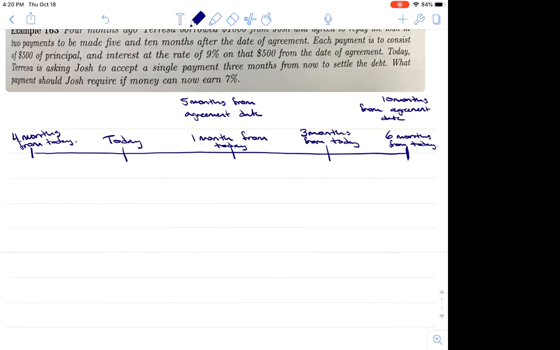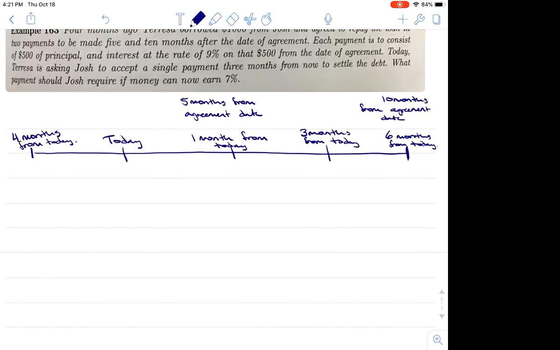What could you have done instead? You could have said, okay, well, I need to figure out where this tick and this tick go. So then you could have said, well, I know 5 months and 10 months in relation to the agreement date, right? So why not just make the 3 months from today and figure out what it is in relation to the agreement date? So 3 months from today to 4 months ago, right?